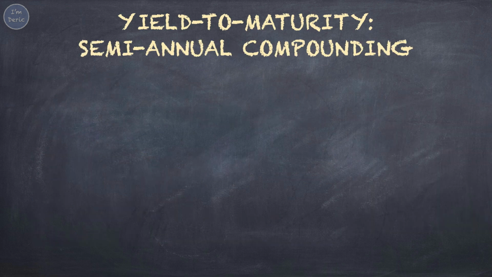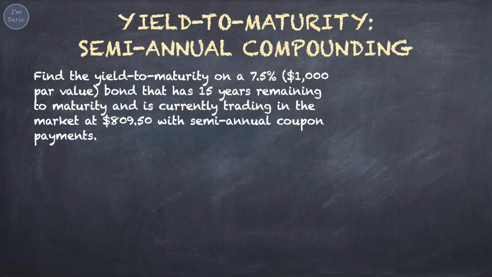The following is another example for calculating the YTM of a semi-annual compounding bond. Find the yield to maturity on a 7.5%, $1,000 par value bond that has 15 years remaining to maturity and is currently trading in the market at $809.50 with semi-annual coupon payments.